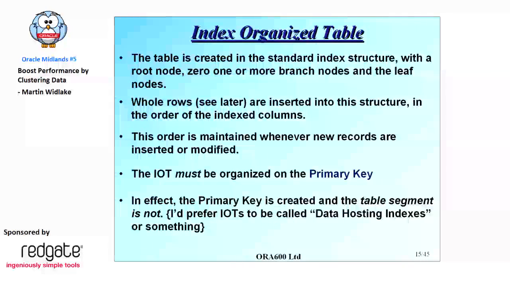So, what is an index organised table? The table is created in the standard index structure. Remember, that's the root node and 0 or 1 branch nodes and then leaf nodes. And whole rows are inserted into the index structure. So the index is created and maintained as a normal B-tree index, but in effect Oracle sticks the rest of the row into the leaf block. Instead of the row ID and all that, it has the rest of the row, unless you do various things to have an overflow segment, whatever. The order is maintained whenever you insert any records. So it's all looked after for you, just like an index.